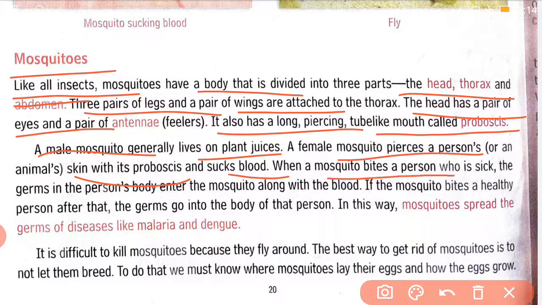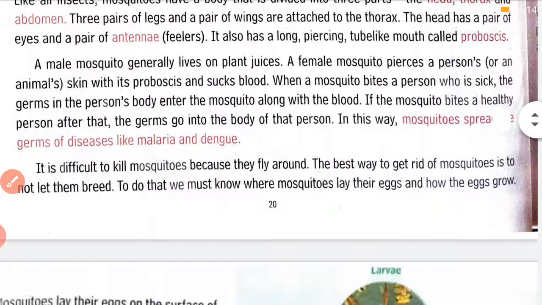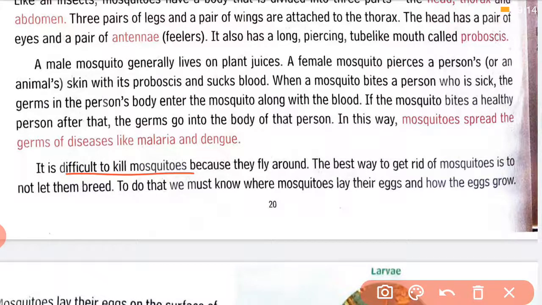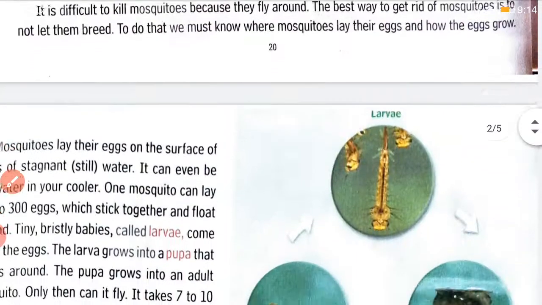When a mosquito bites a person who is sick, the germs in the person's body enter the mosquito along with the blood. If the mosquito bites a healthy person after that, the germs go into the body of that person. In this way, mosquitoes spread the germs of diseases like malaria and dengue. It is difficult to kill mosquitoes because they fly around. The best way to get rid of mosquitoes is to not let them breed. To do that, we must know where mosquitoes lay eggs and how the eggs grow.